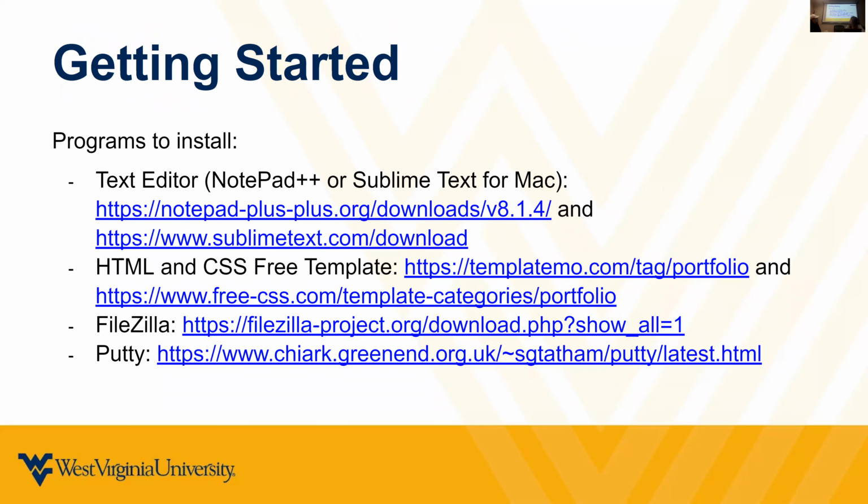All right, so getting started, here is a list of the programs that you guys should have installed for the next meeting. We're going to need a text editor. Best ones are Notepad++ or Sublime Text. Essentially, they'll color the syntax of things, so it's a lot easier to code. You'll be able to break down your code a lot easier.